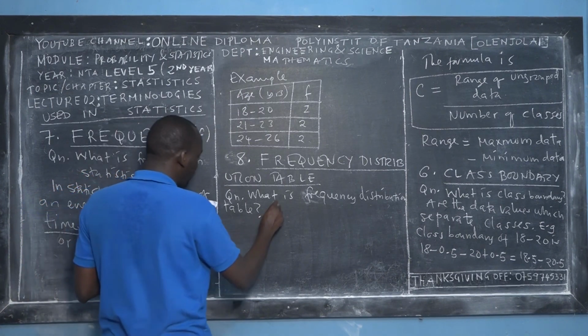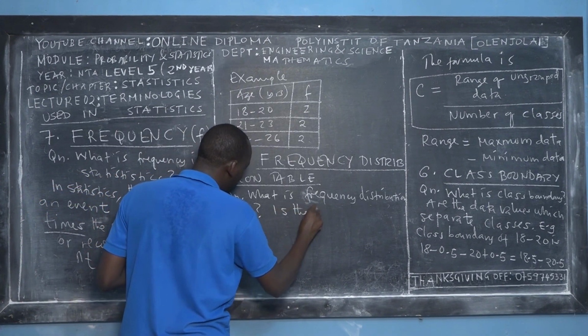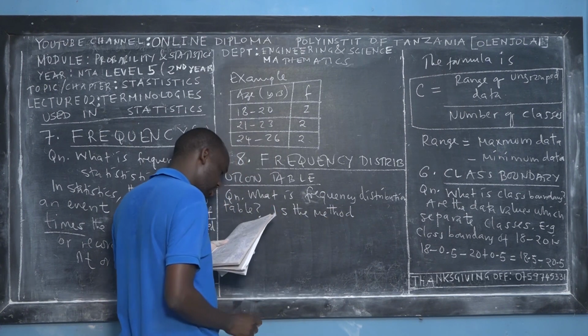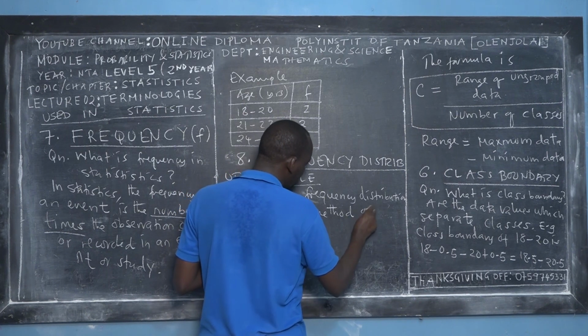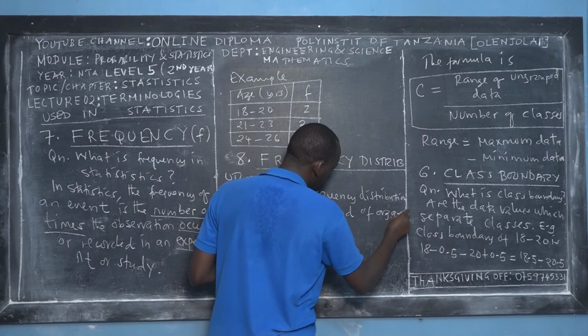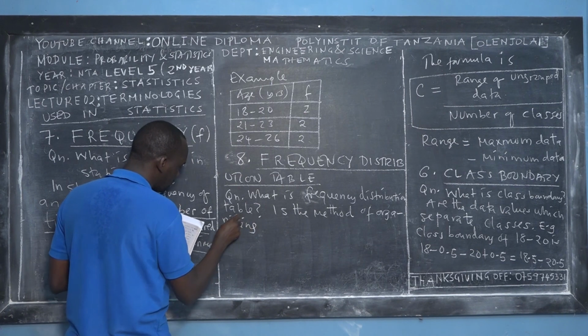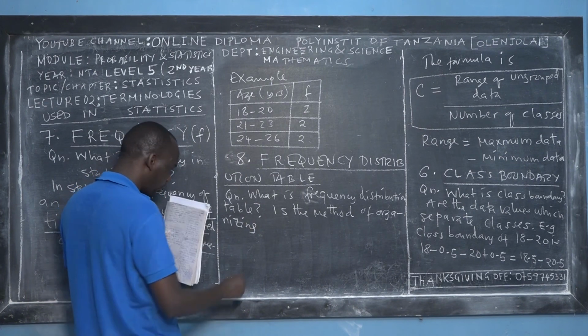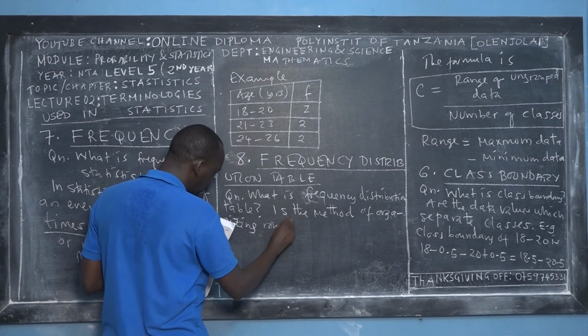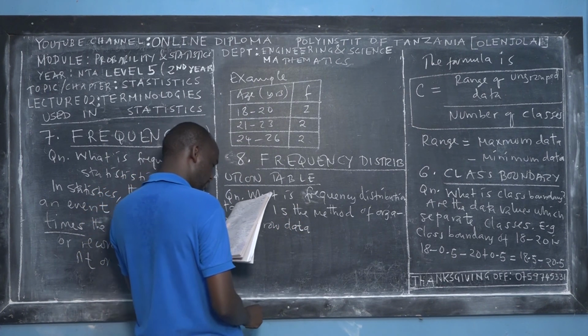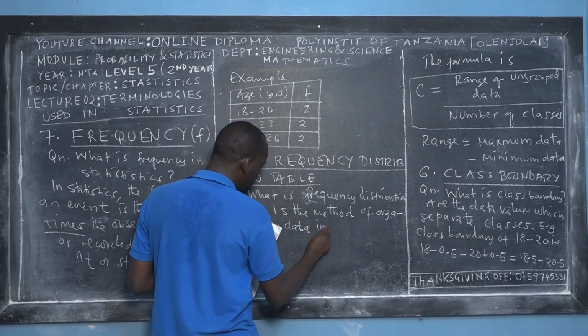Simply, we say that a frequency distribution table is the method of organizing raw data in a compact form.